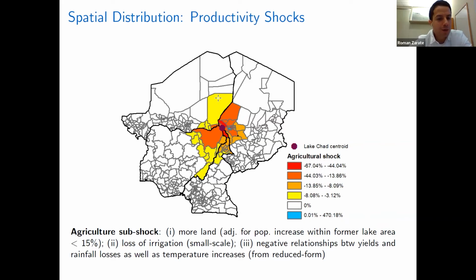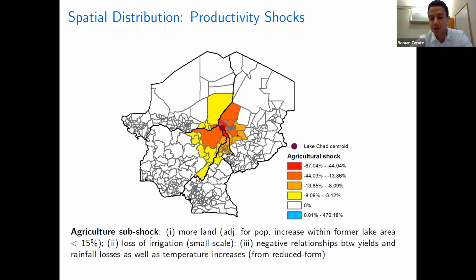But basically, what we do is first, we're going to increase productivity in some of these locations because there is going to be more land. So for each one of the former cells of the lake, we're going to assign the land suitability index of the closest cell that was outside of the lake. And we're going to adjust this measure by the population increase within the former lake area, which is lower than 15%. And then, for the land policies, we're going to play around with this adjustment.